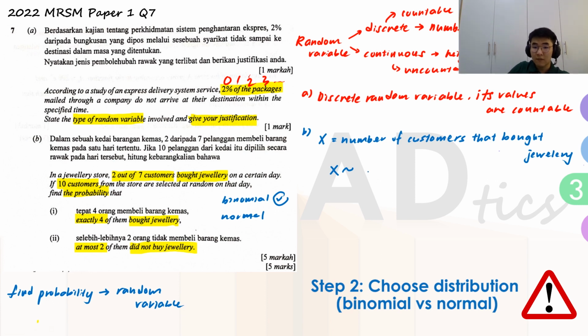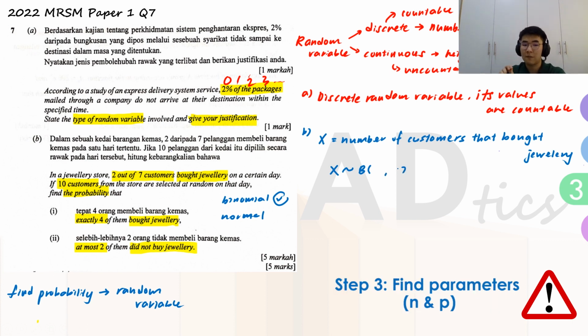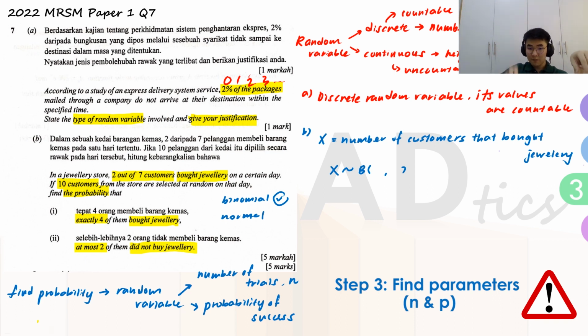So here we can follow binomial, so it's B, and for binomial we need 2 pieces of information. The first is the number of trials, or n. Going back to the question, we randomly selected 10 customers. This means that I chose one customer and determine whether this customer bought or did not buy jewelry. Then I choose another customer, bought or did not buy the jewelry. We repeat this process 10 times. So here it will be 10.